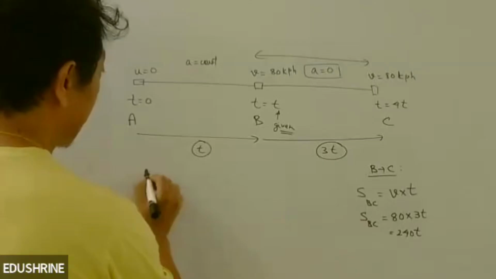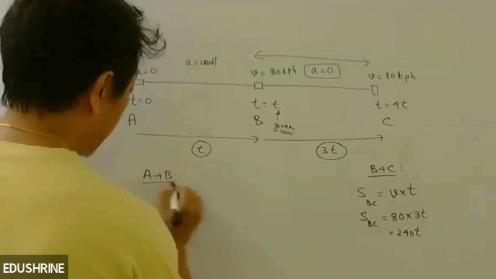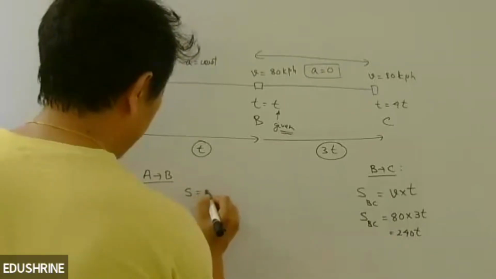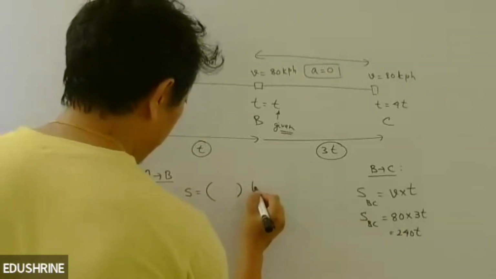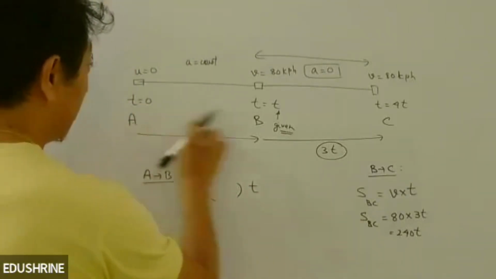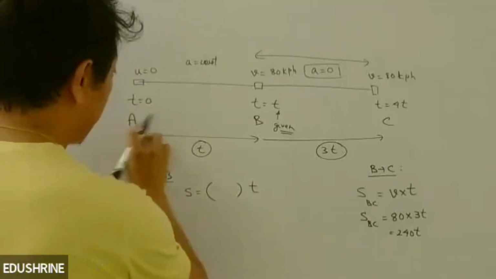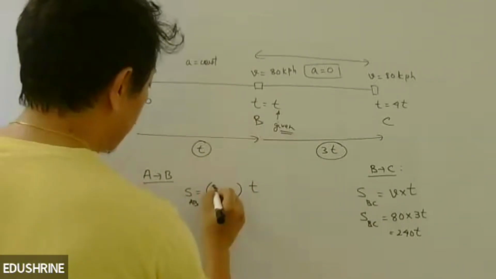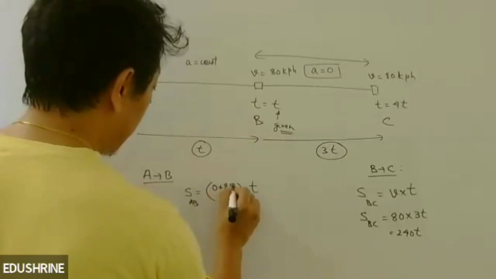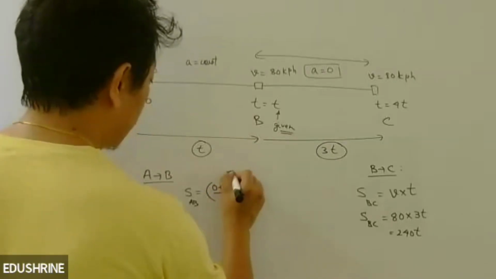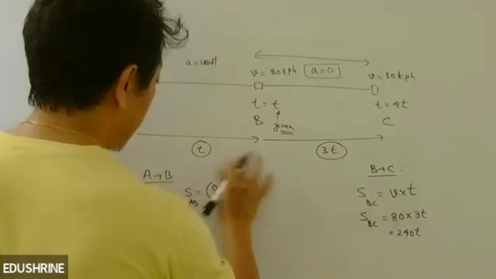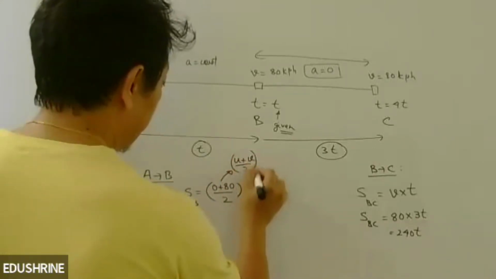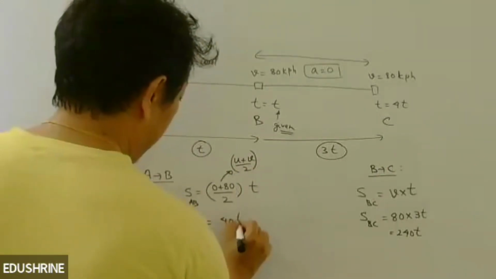From where to where? A to B. Which formula? From A to B, displacement is average velocity into time. Time taken is how much from here to here? T. Displacement from here to here, let me write AB. And what is average velocity? I told, 0 plus AT by 2. Which formula did I use? U plus V by 2 or V plus U by 2. So that will be 40T.